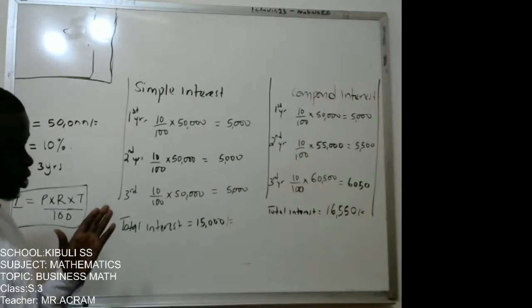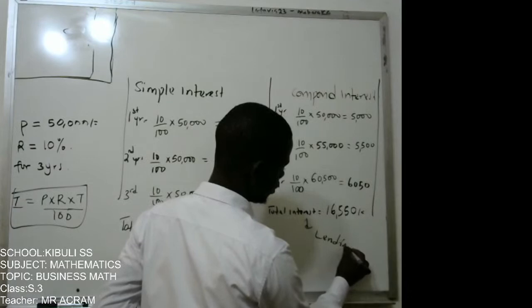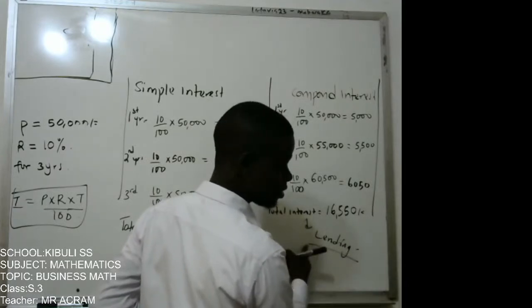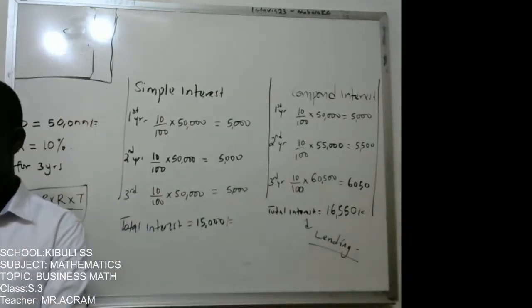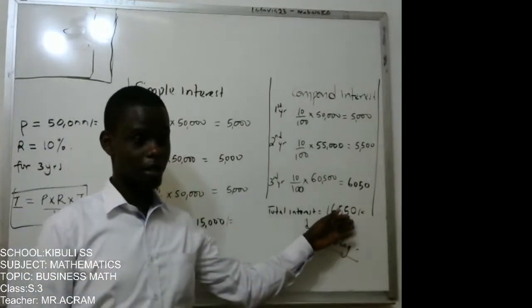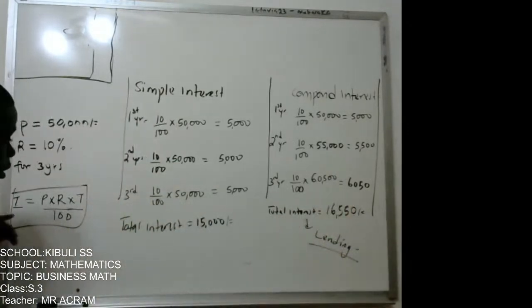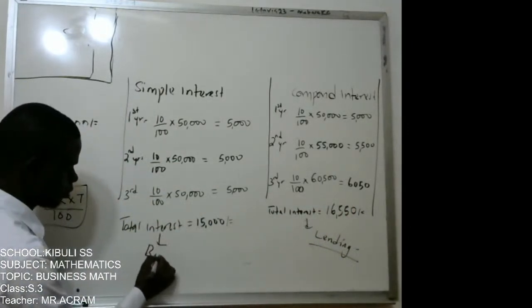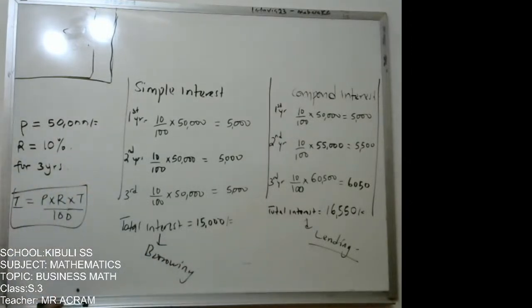Okay? Now this one is good for a person who is lending money. If you're lending money to a person, this one is the best. Now you've come to me to borrow money from me. I will tell you that I'm going to give you money, but I'm giving you on compound interest, because I know at the end of the day, the interest will be more. But this one is good for a person who is borrowing. If you go to borrow, you will please give me on simple interest, so that you give in little.